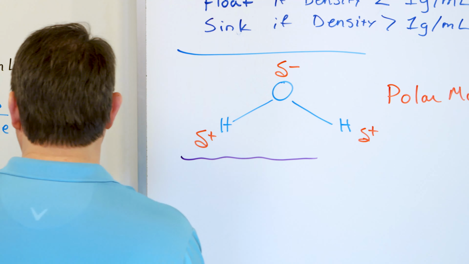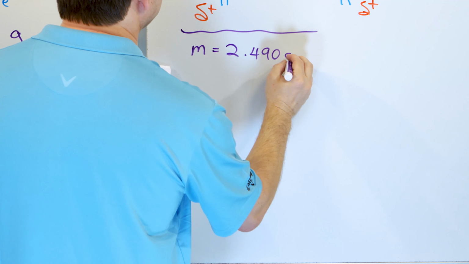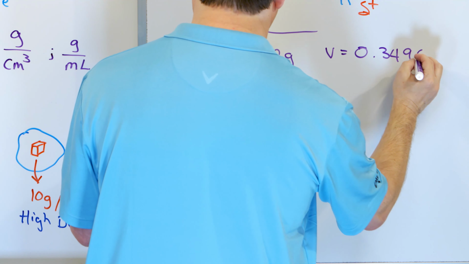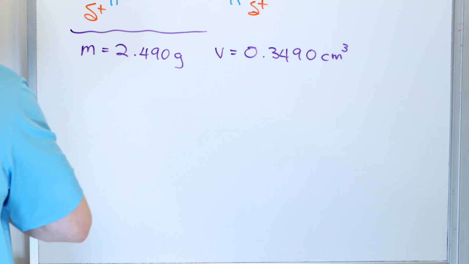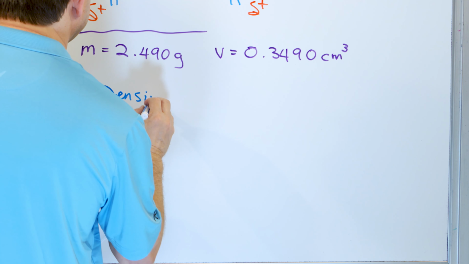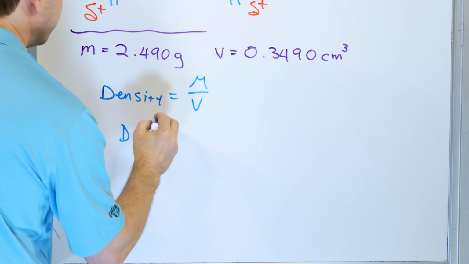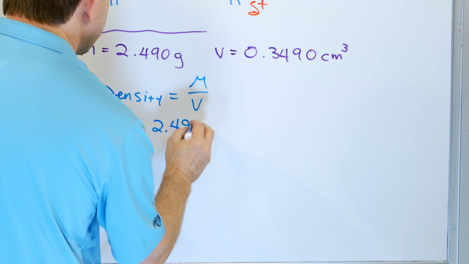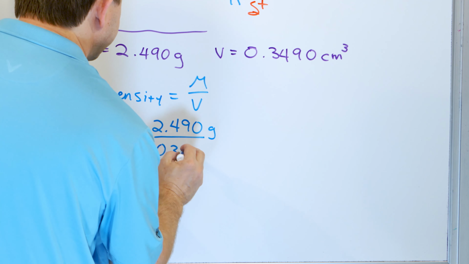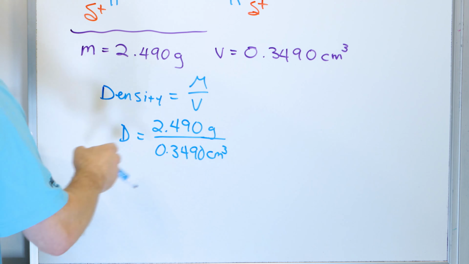Well, the problem says that the mass of this sample is 2.490 grams and the volume is 0.3490 cubic centimeters. So how do we find the density? The density is always the same equation. The density is equal to the mass over the volume. So the density is equal to the mass, 2.490, given in grams, and the volume is given as 0.3490, in cubic centimeters. So you can see that the unit we get is going to be grams per cubic centimeter.